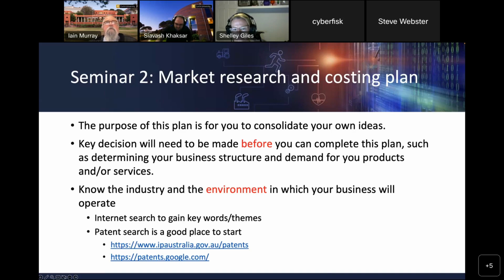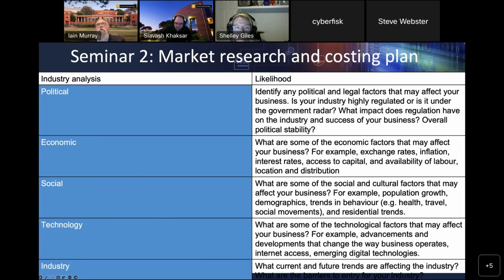So moving on to the plan itself, here's the things we would like to cover. The industry analysis part, we've got political, economic, social, technology, and the industry. Never underestimate the political. The political is always an issue, particularly if your particular device is on any of the government watch lists. Is there regulation involved in it? Is there standards that you have to adhere to?